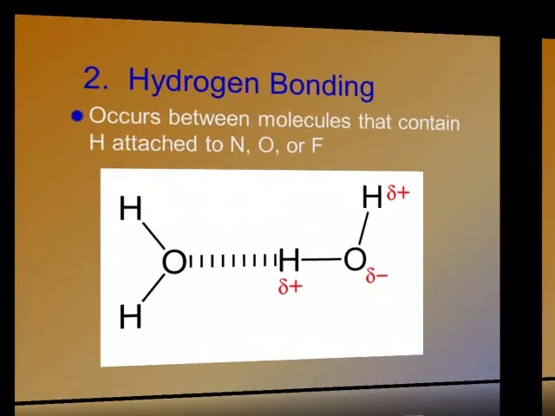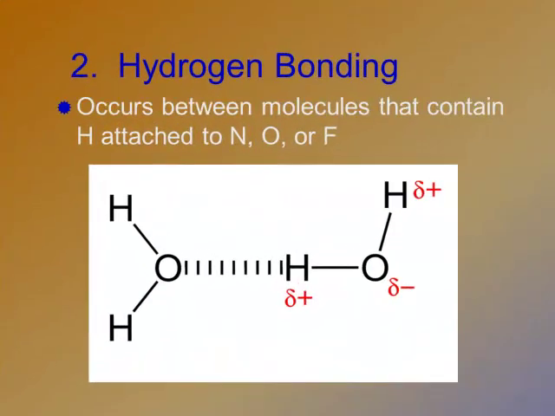Be careful with your vocabulary when you discuss hydrogen bonding. A common mistake is to say something like, the hydrogen covalently bound to an N, O, or F is a hydrogen bond. That's wrong. When H is covalently bound to N, O, or F, it results in a very polar molecule, which then can undergo hydrogen bonding with another molecule.